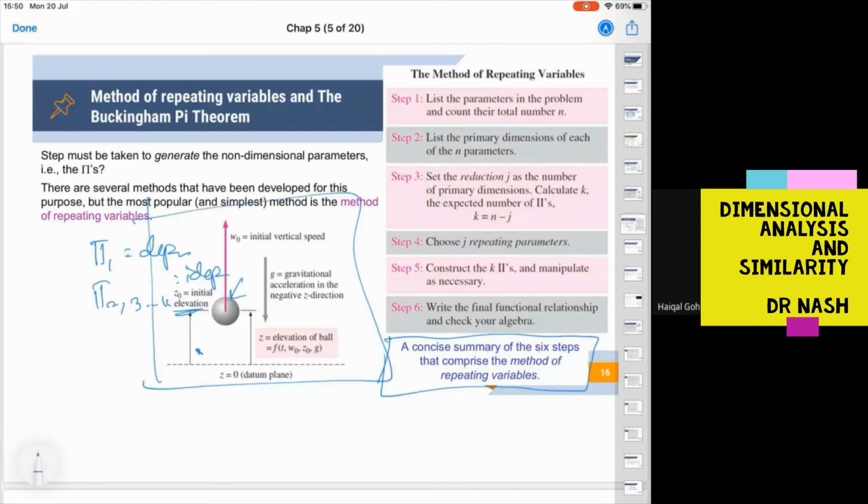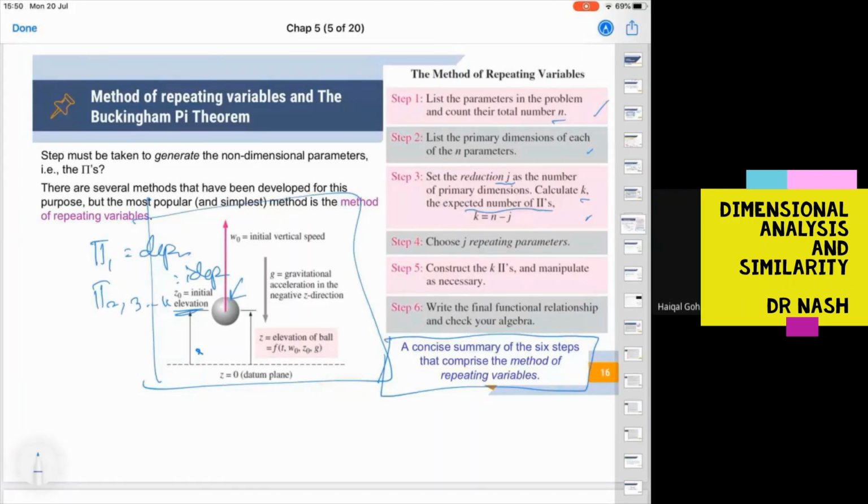we have to list all the parameters in the problem, and then we count it as the number of n. And then after that, from all the parameters that we list down, we check the primary dimension of each parameter, and then we do the reduction J as the number of primary dimensions, and we calculate K, ada N, ada J, ada K dah kat sini. So J is reduction of dimension that referring to the primary dimension, and K is the expected number of pi's.